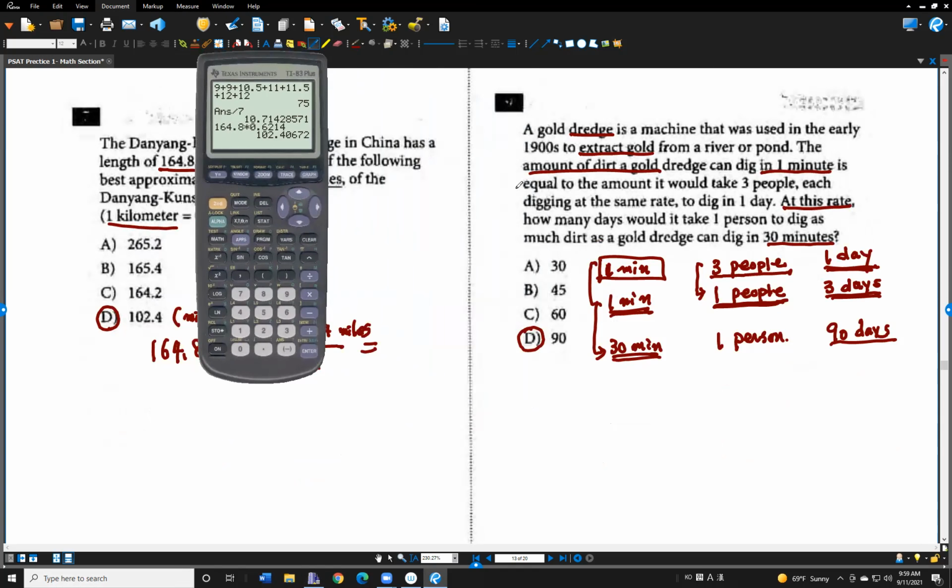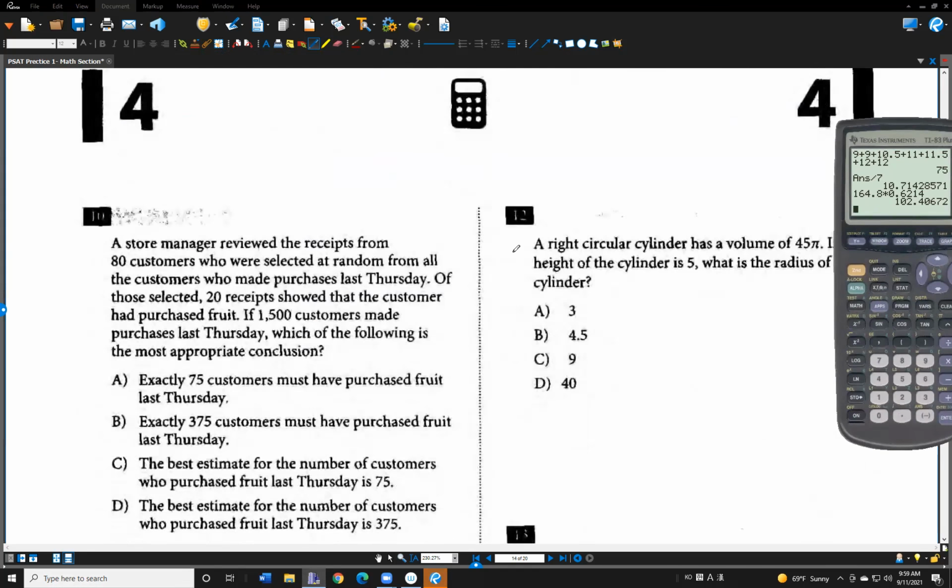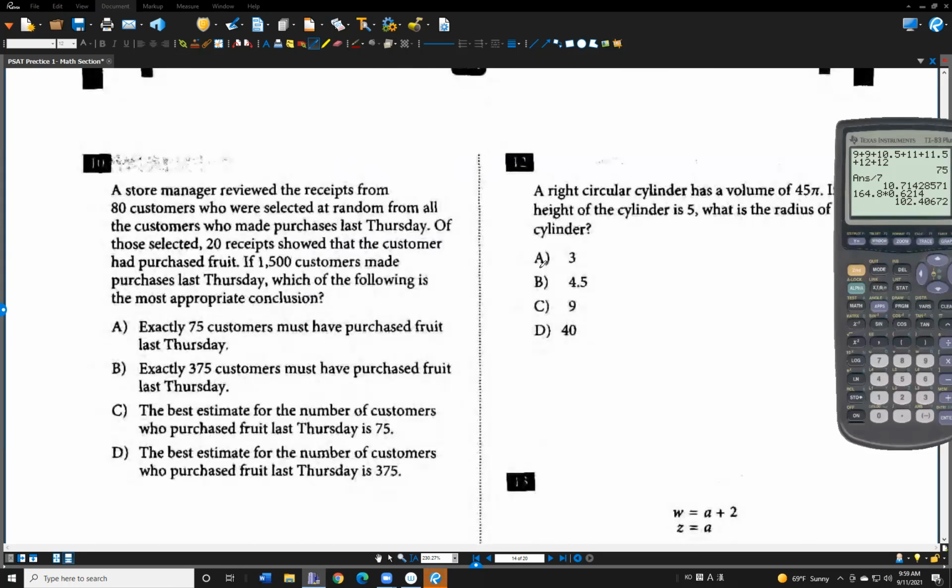Okay, so number 9 is done. Remember this one, because they're going to give it again. All right, number 10.